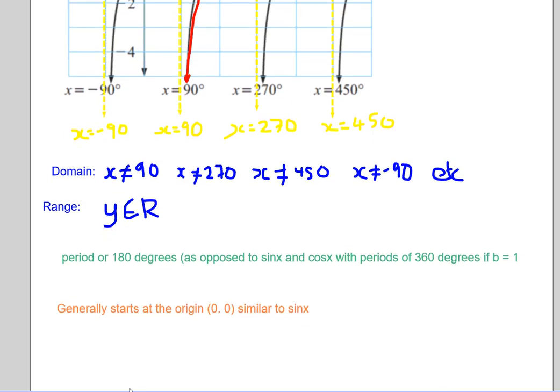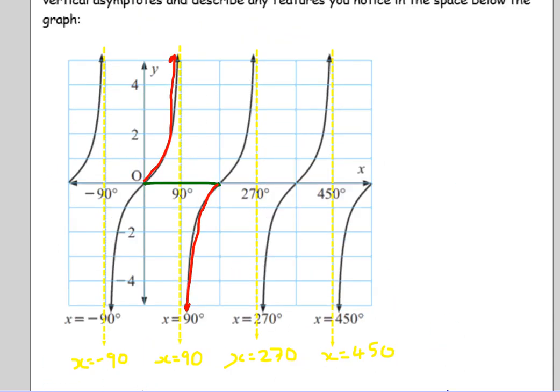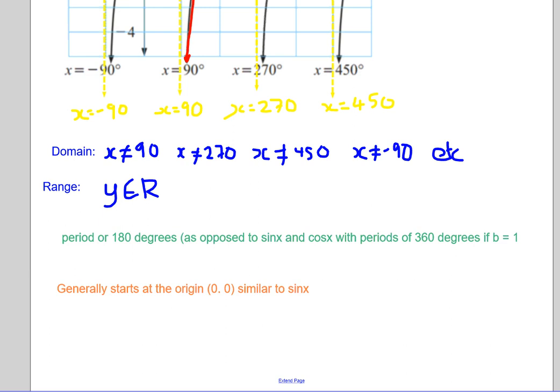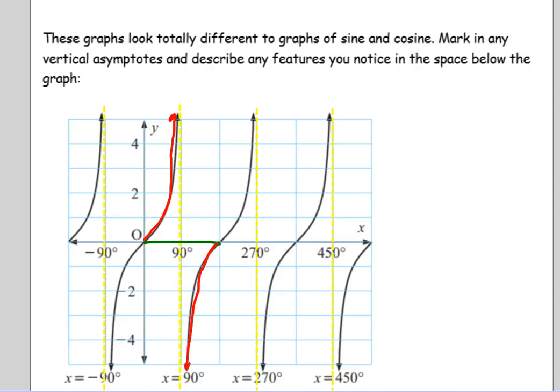Is there anything else you might want to point out? Contains asymptotes, that's maybe something mentioned on the picture. Contains vertical asymptotes. So that's an interesting point. Can't really think of anything else. If you want to see what it looks like on a calculator, let's try drawing one of these.